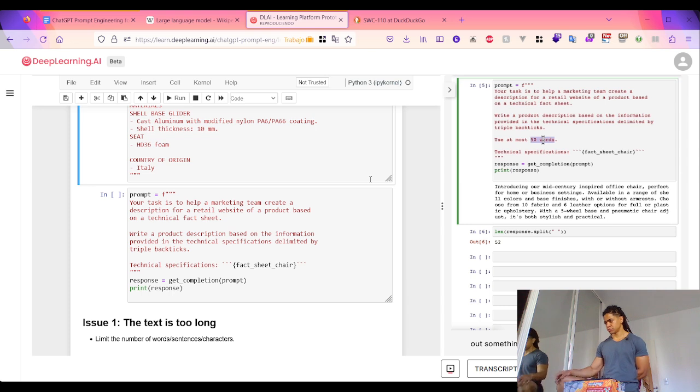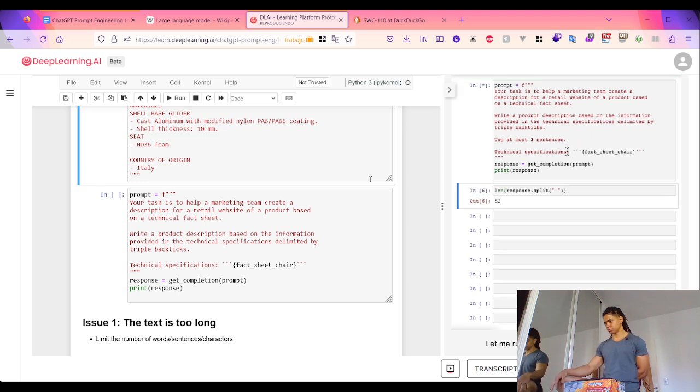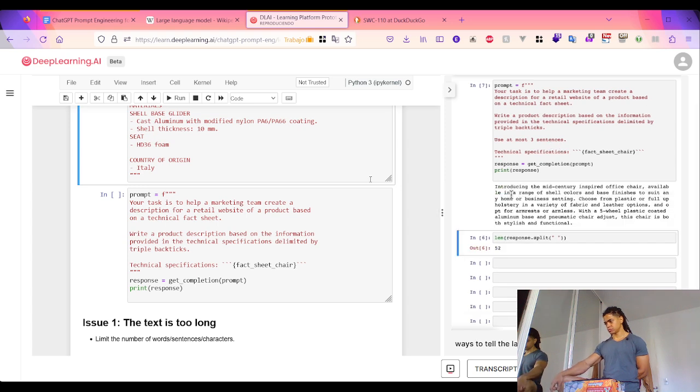Some of the things you could try would be to say use at most 3 sentences. Let me run that again. These are different ways to tell the large language model what length of output you want. So this is 1, 2, 3. I count 3 sentences. Looks like I did a pretty good job. And then I've also seen people sometimes say, use at most 280 characters.